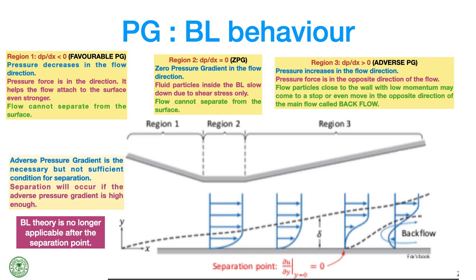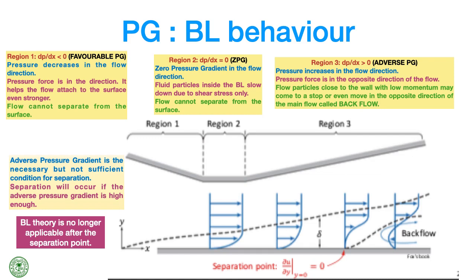Now, if the pressure gradient is zero, there is no help from the pressure gradient side, either in decelerating or accelerating the boundary layer, nor does it help in the separation part. The fluid particles inside the boundary layer slow down due to shear stress only, and the flow cannot separate from the surface.